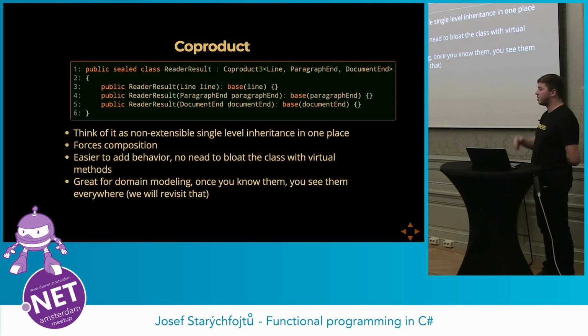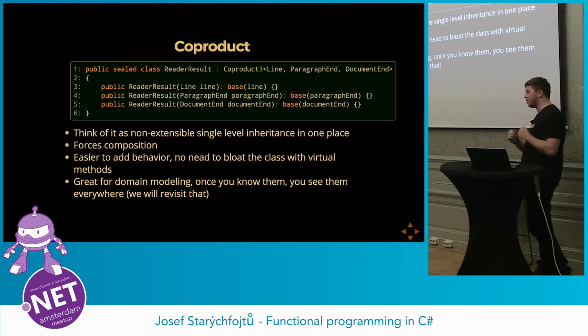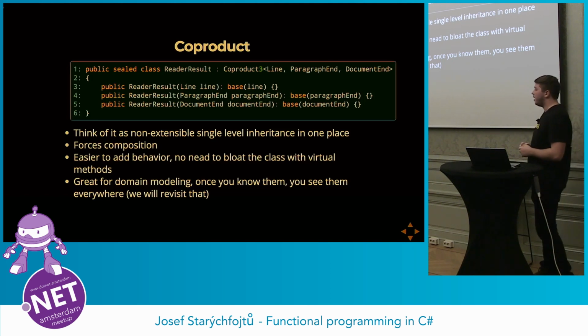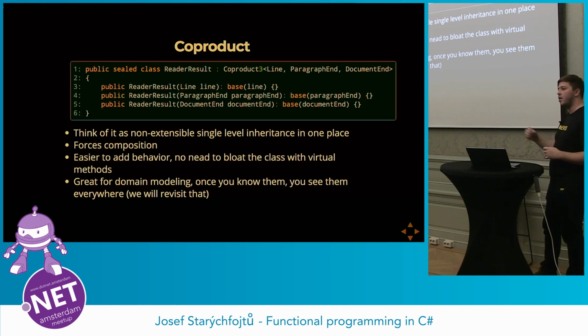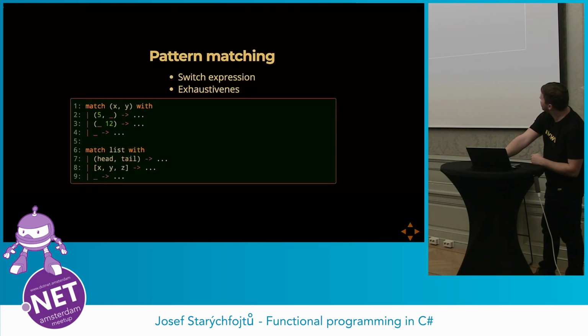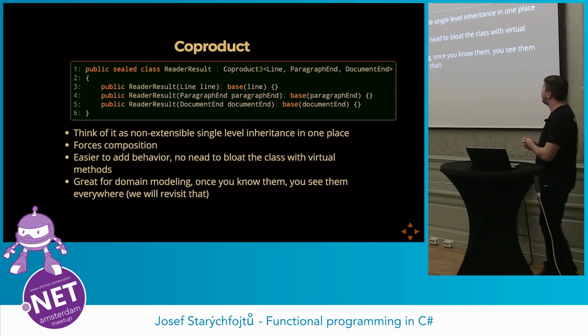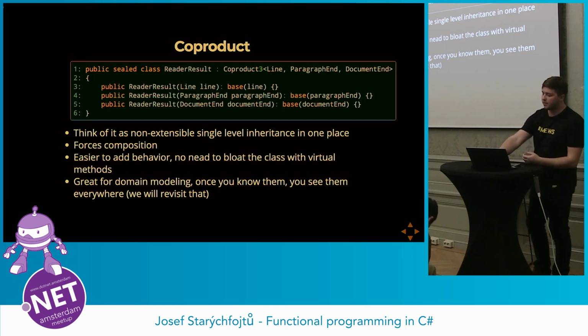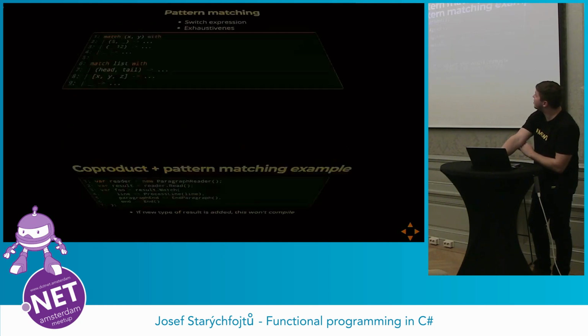You basically have to do something like a switch on it and see the single cases. I'll show it later. So that's nice. You can basically think of it as a single level, non-extensible inheritance, right? But that's the good part about it. It forces you to compose the stuff. You cannot really inherit it. You have to put it in. And it's easier to add the behavior, because then, I have the example here, I think. Okay, I'll talk about it later. So yeah, and it's great for domain modeling. Once you know this and you really try it, you will never stop. And yeah, that's great. I'll show you more examples later.